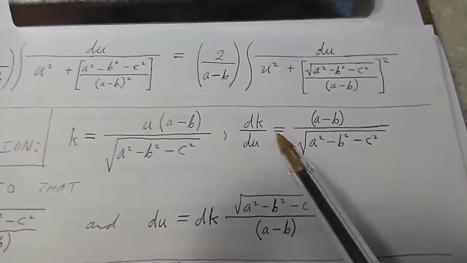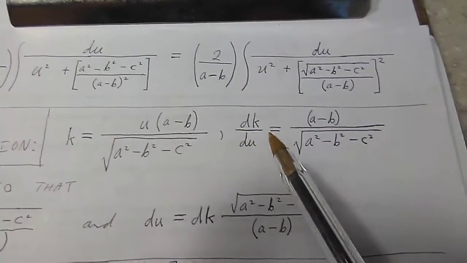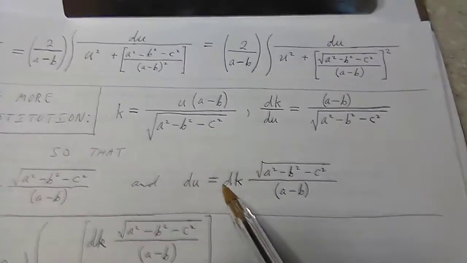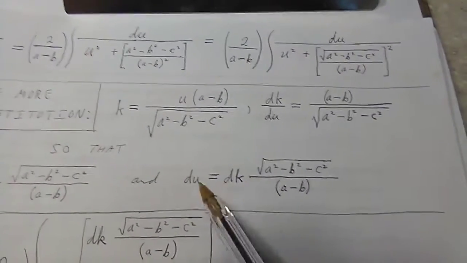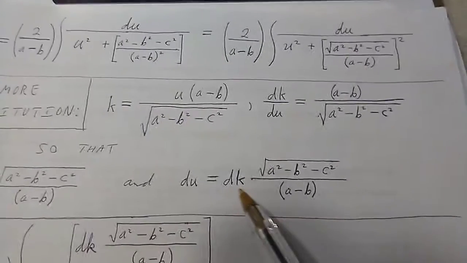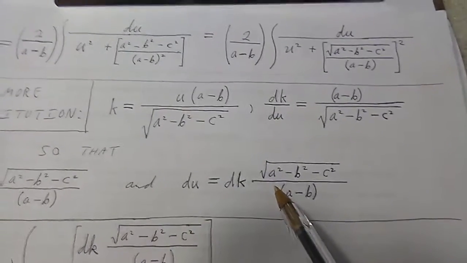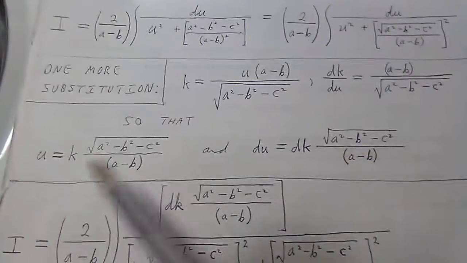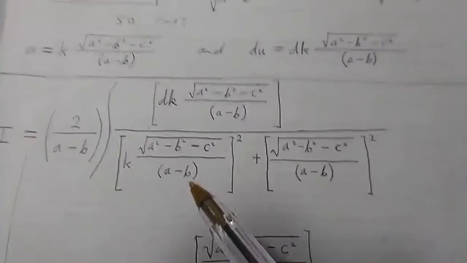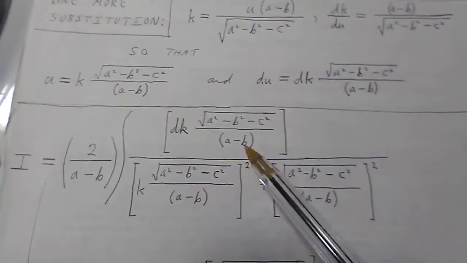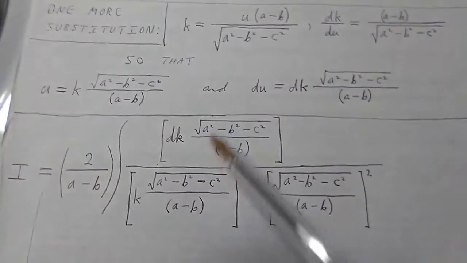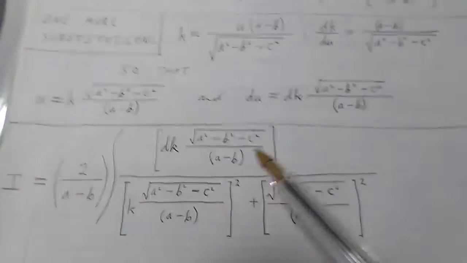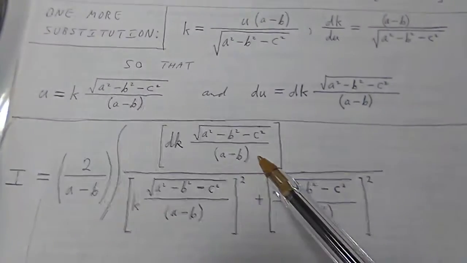As with all substitutions, we try to get an expression for one variable in terms of the other. So du equals dk times root a squared minus b squared minus c squared over a minus b. And then, of course, we have the u. So when we substitute these terms in, top and bottom, what we have is a nice little constant that comes outside. A little bloated, this formula appears to be, but we're almost there.